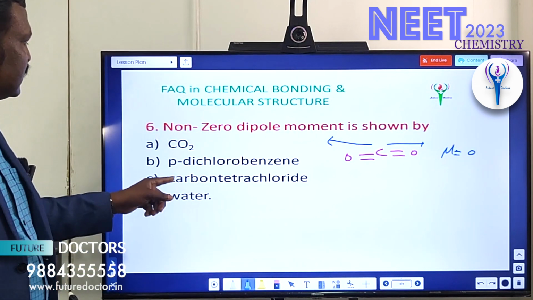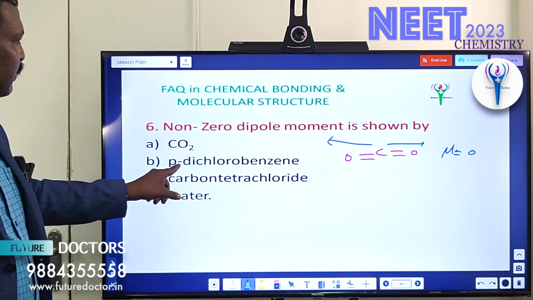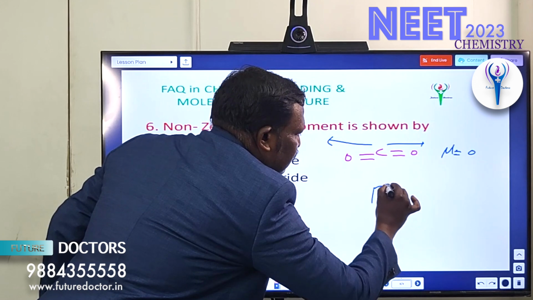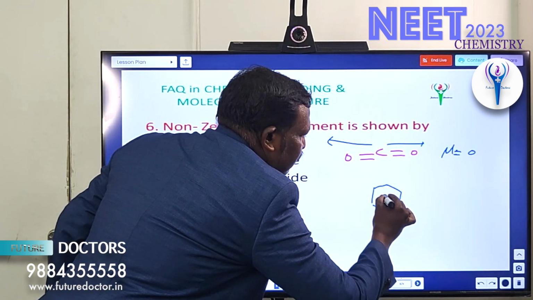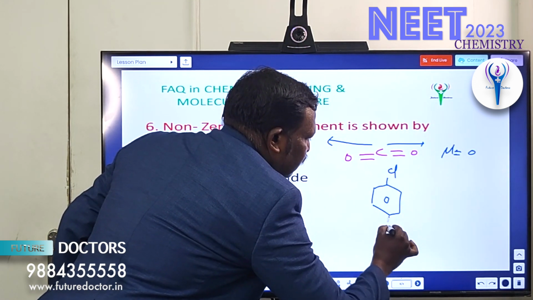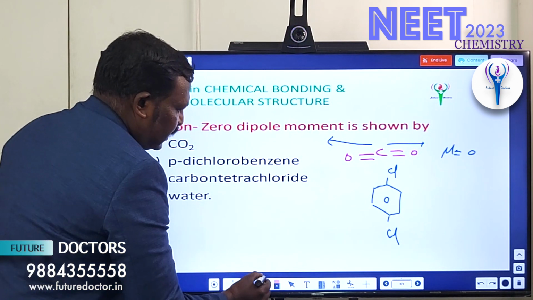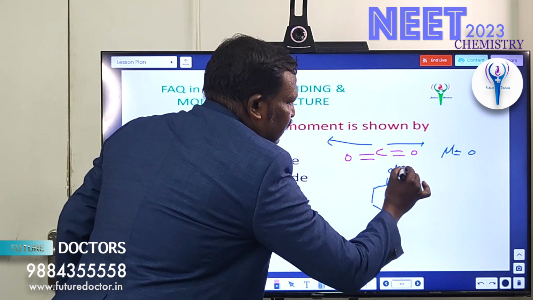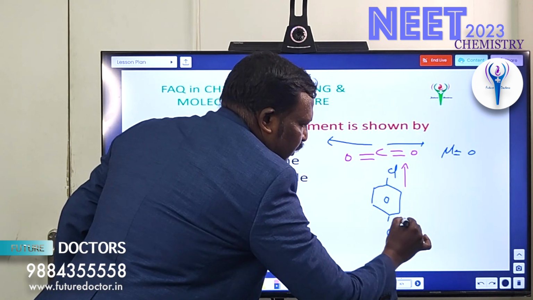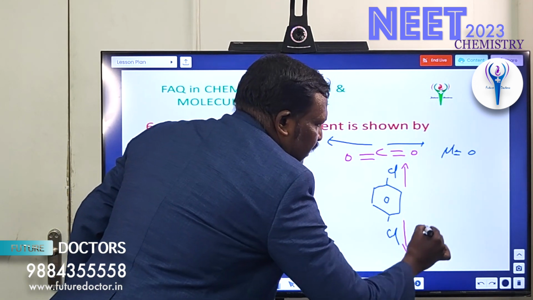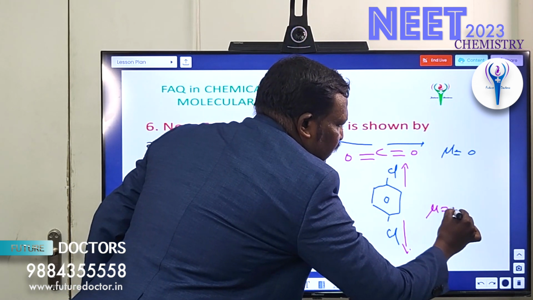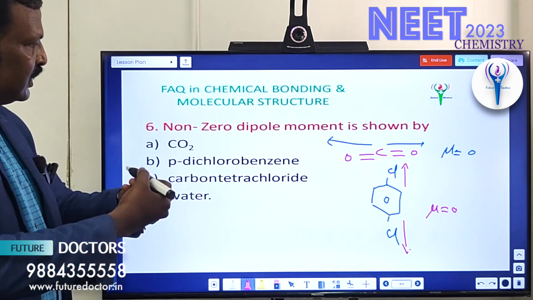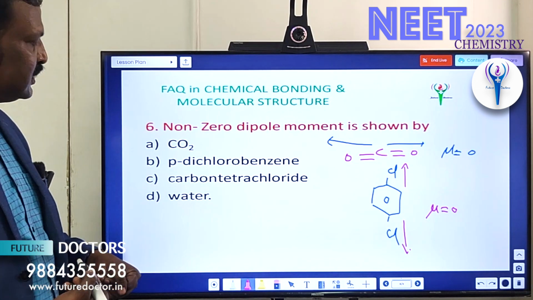Understood? So in this case, for example, para-dichlorobenzene. Here also, compared to this, it pulls in that direction and it pulls in this direction. Here also the dipole moment is almost 0. Understood? Carbon tetrachloride is also like that, 0. The arrow marks go in opposite directions.